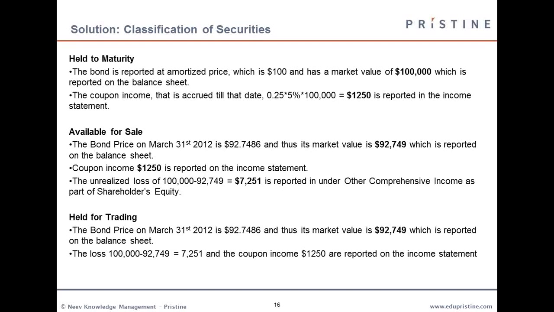shareholders' equity. In this case, whereas in case of held for trading, it is reported in the income statement itself, this unrealized loss. And the remaining things are similar to available for sale security, except that we report the unrealized loss also in the income statement.